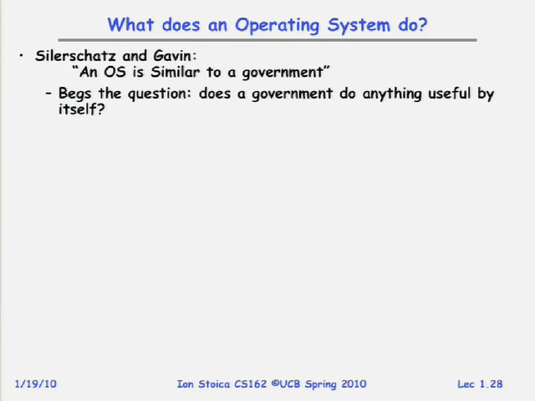So what is an operating system? Now, after almost 1 hour and 15 minutes, you should have a sense of what it is. And people try to define it. It's just something which is not easy to define. So, when you see this kind of definition in your textbook, you can see that it's hard to define, right? So Silberschatz and Gavin basically say, okay, an OS is similar to a government. Okay? What does this mean?